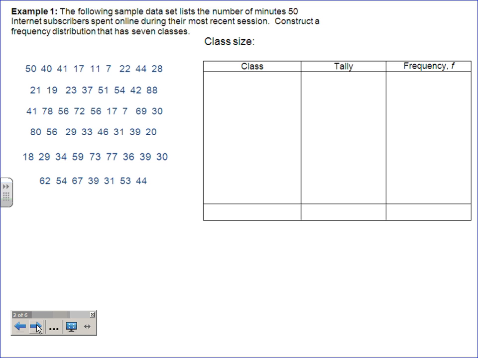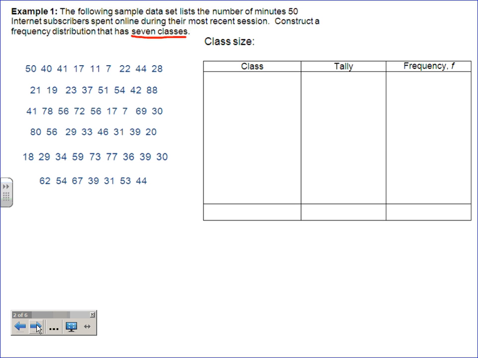So here's an example. There's the number of minutes 50 internet subscribers spent online during the most recent session. Construct a frequency distribution that has 7 classes or intervals. When you see the word class, you can think of intervals. So basically, it's telling me how many it would like. Those of you that had calculus already know that we were told sometimes to divide things up into certain intervals there as well.